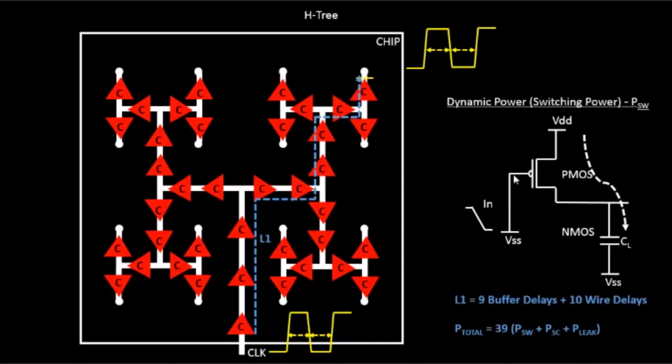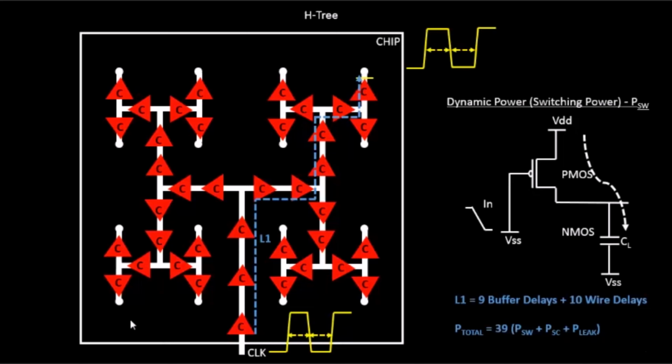Hello everyone. In the last video, we started the conversation on latency and power, and we came up with an equation for the latency, where we said the latency was 9 buffer delays plus 10 wire delays. The total power was the power consumed by this particular circuit, assuming that our chip consists of 16 flops and this many clock buffers. So the total power that we computed was 39.